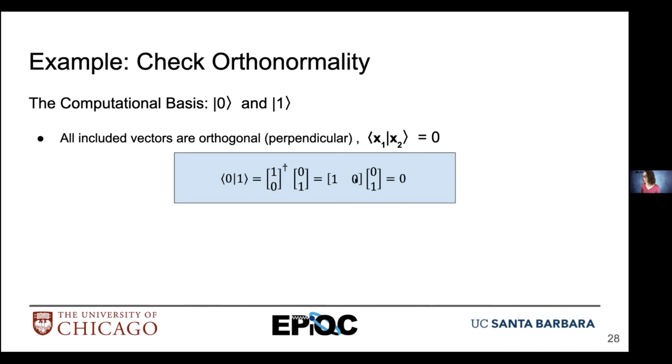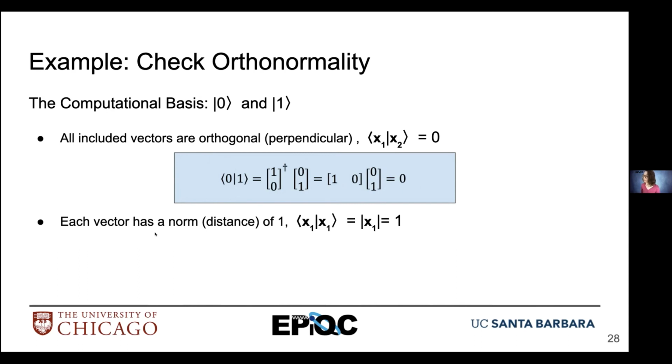So here, since we have a row vector and then a column vector, we're just going to do row times column. So that'll give us a 1 times 0 plus a 0 times 1. So that'll give us a 0. So all included vectors are perpendicular here. We know that we have two linearly independent vectors. One is not a multiple of another. So that has been confirmed by this inner product operation.